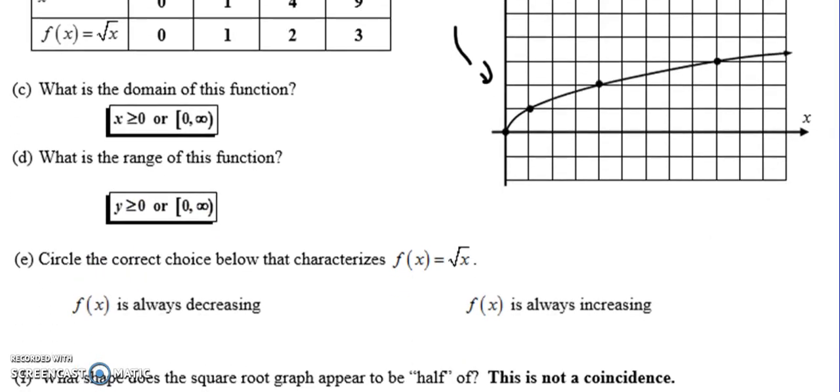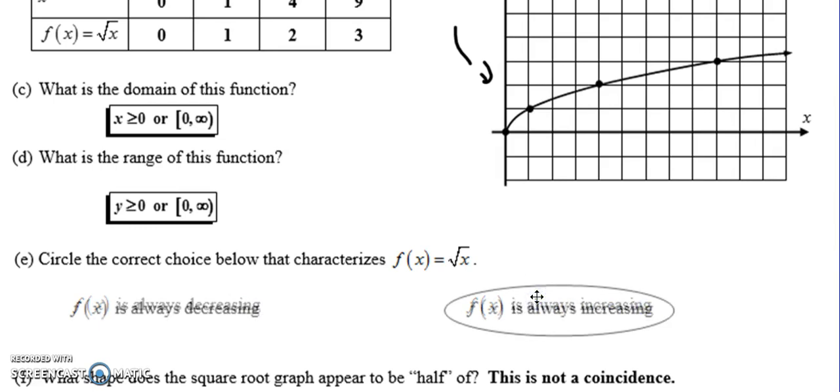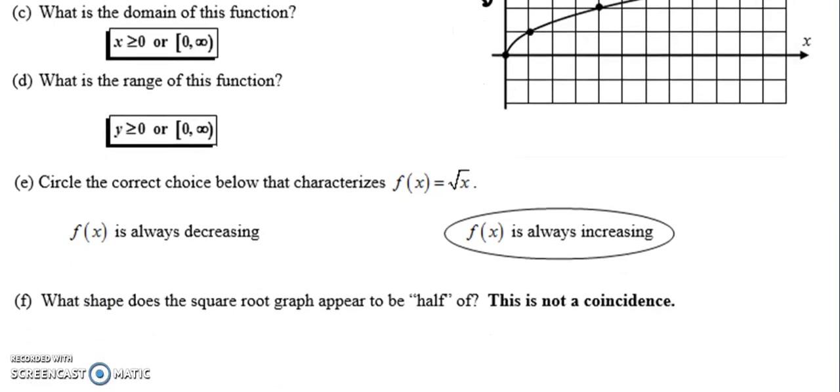Alright, and this should be kind of easy. Circle the correct choice below. So, is this function always decreasing or always increasing? That's kind of easy. Hopefully you got always increasing. And last question. What shape does the square root function graph appear to be half of?